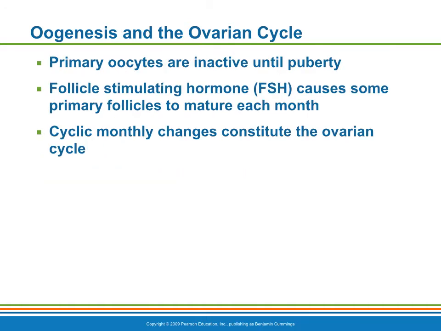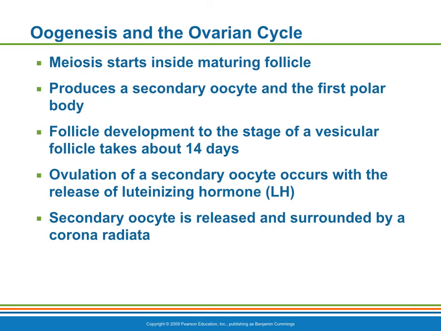Right? The primary oocytes are inactive until puberty. We have to have that hormone again. Follicle-stimulating hormone causes the primary follicles to start maturing every month at puberty, and that continues on a monthly basis until menopause. Meiosis starts inside the maturing follicle, and it produces a secondary oocyte and a first polar body. Remember that when meiosis occurs, in males you're going to create 4 sperm. In females, you're only going to produce 1 viable egg.